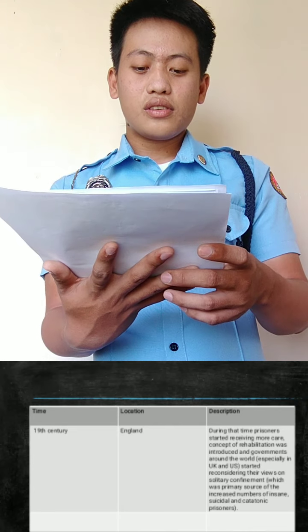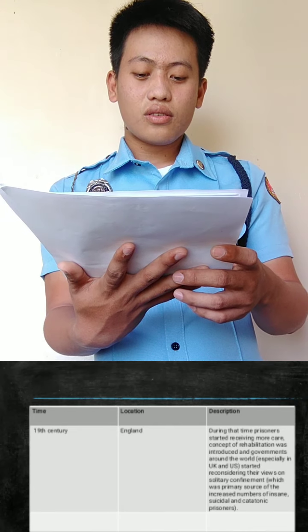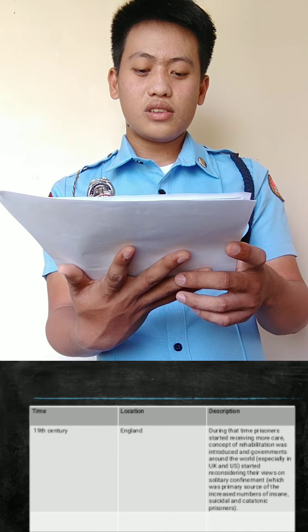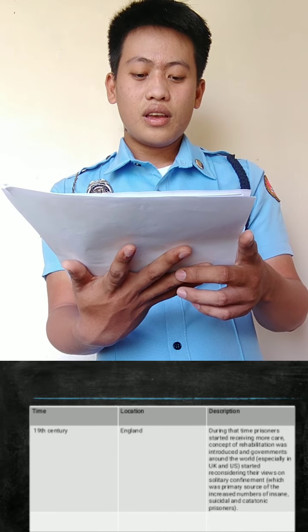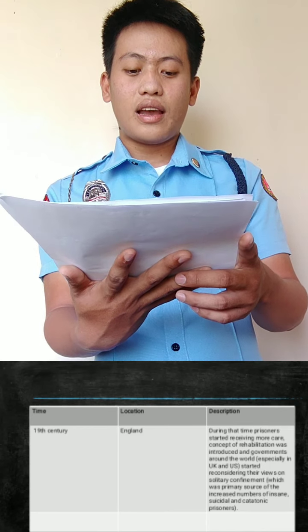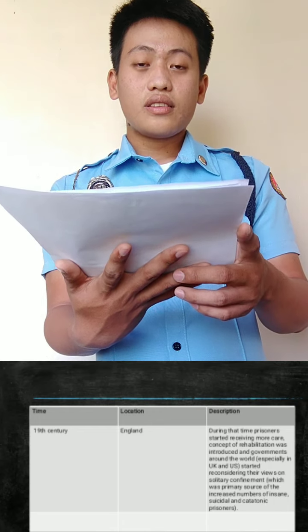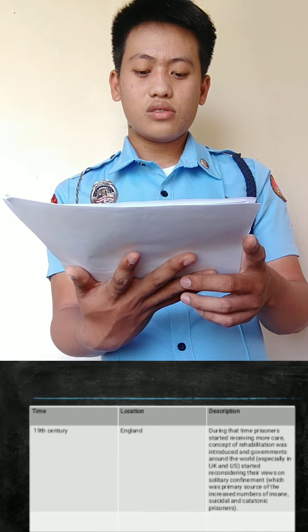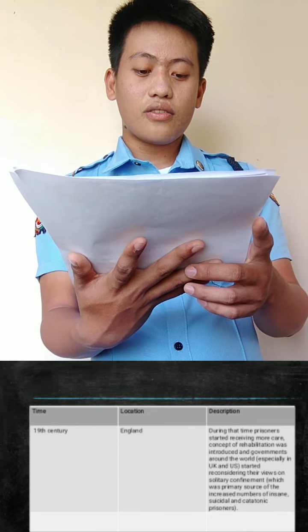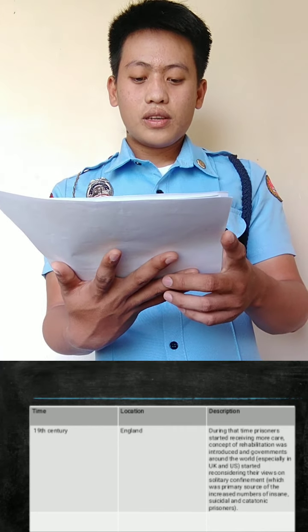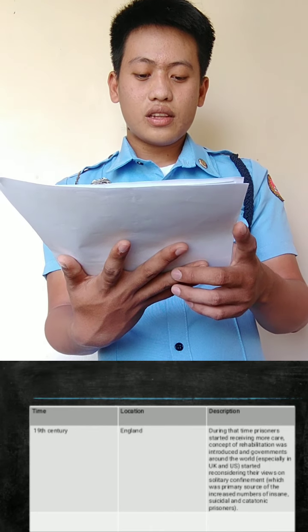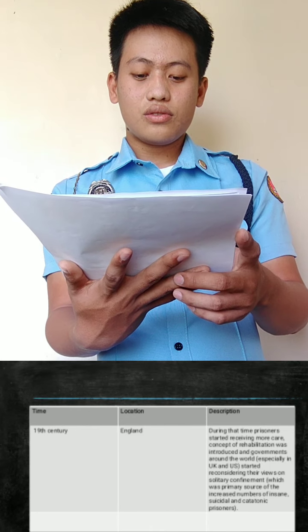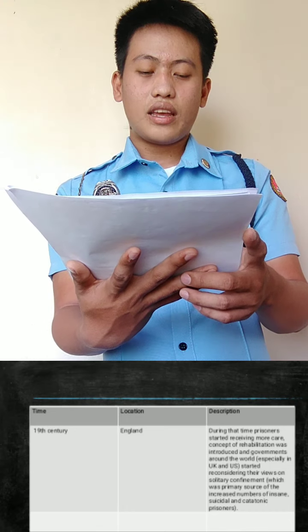Next, the 19th century in England. During this time prisoners started receiving more care, the concept of rehabilitation was introduced, and governments around the world, especially in the UK and US, started reconsidering their views on solitary confinement, which was a primary source of the increased numbers of insane, suicidal, and catatonic prisoners.